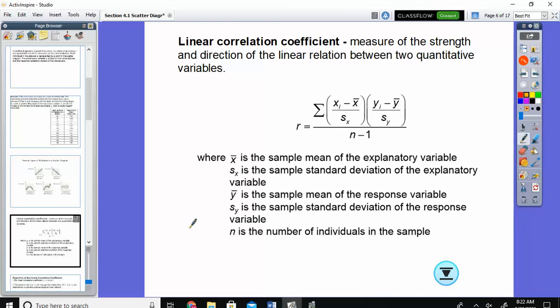So all of these things in this formula we've seen before. This E looking thing, that means the sum. It means you're adding up a bunch of stuff. In here, x of i is just the value of an x minus the mean of x divided by the standard deviation of x. And then you have to do the same thing for your y's. Divide by n minus 1. We know n is the number of points that we're looking at.